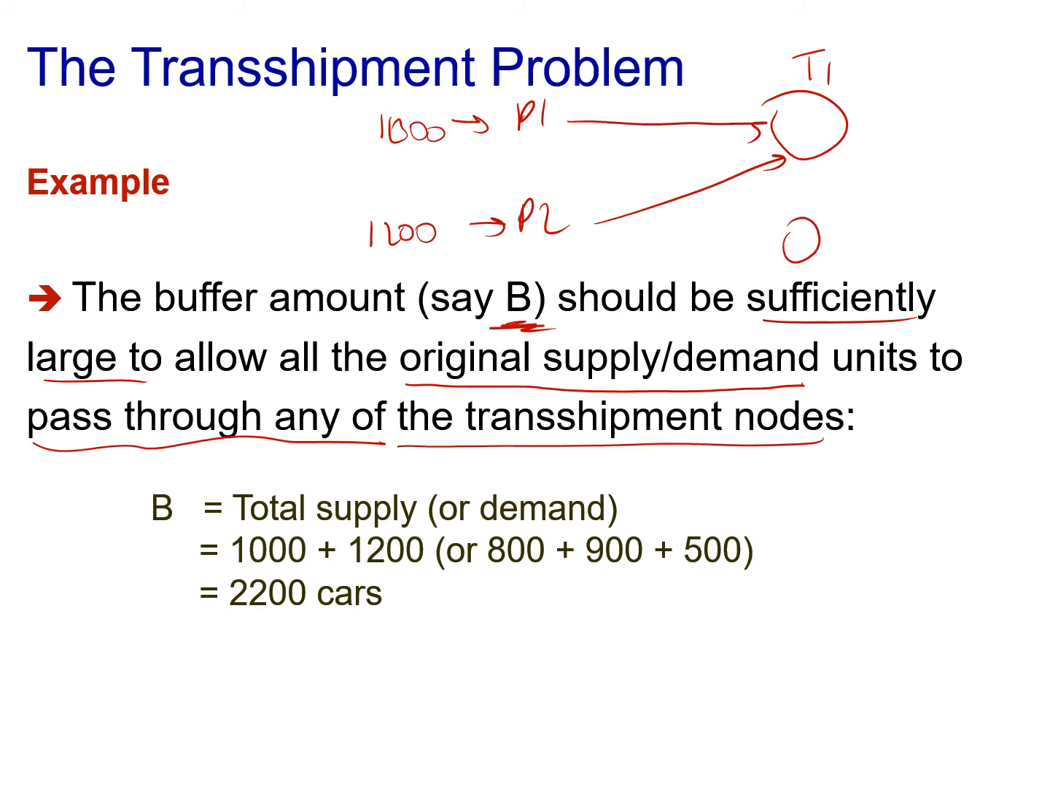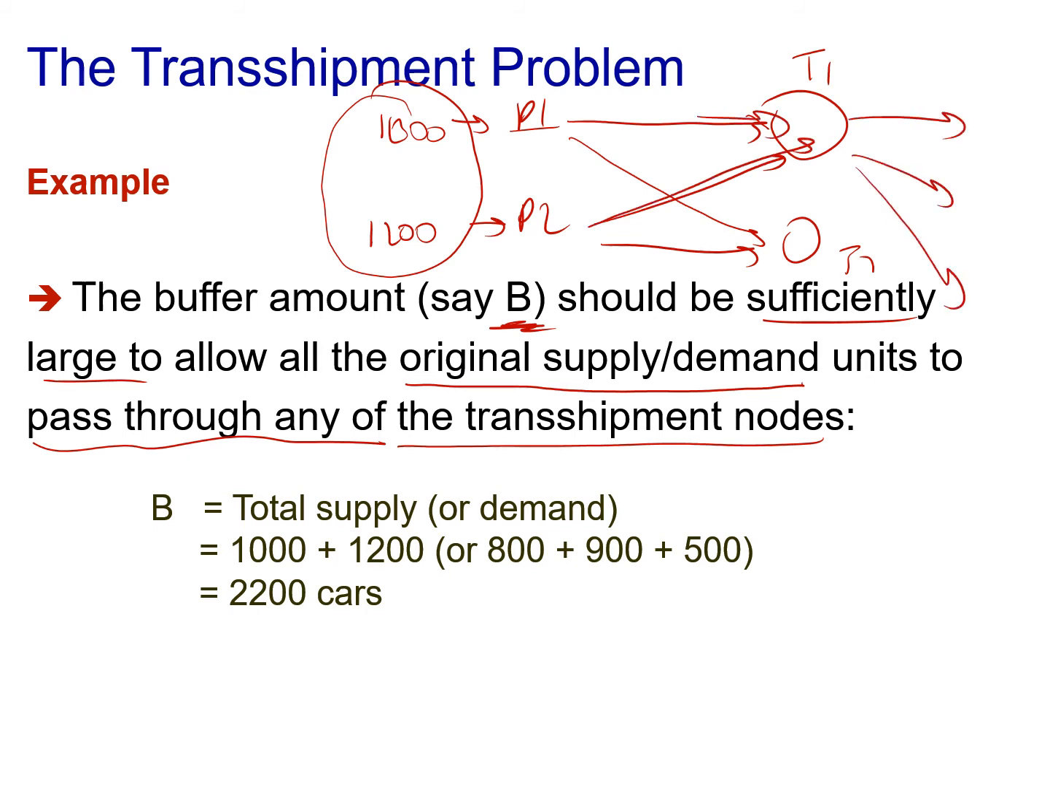Of course, there's another transshipment point T2. We don't know initially how many units P1 sends to T1 and how many P1 sends to T2. But still, we can assume that all of this supply will go through T1 and be distributed to the demand points. So the buffer amount at T1 should be sufficient so that all this supply can pass through T1.